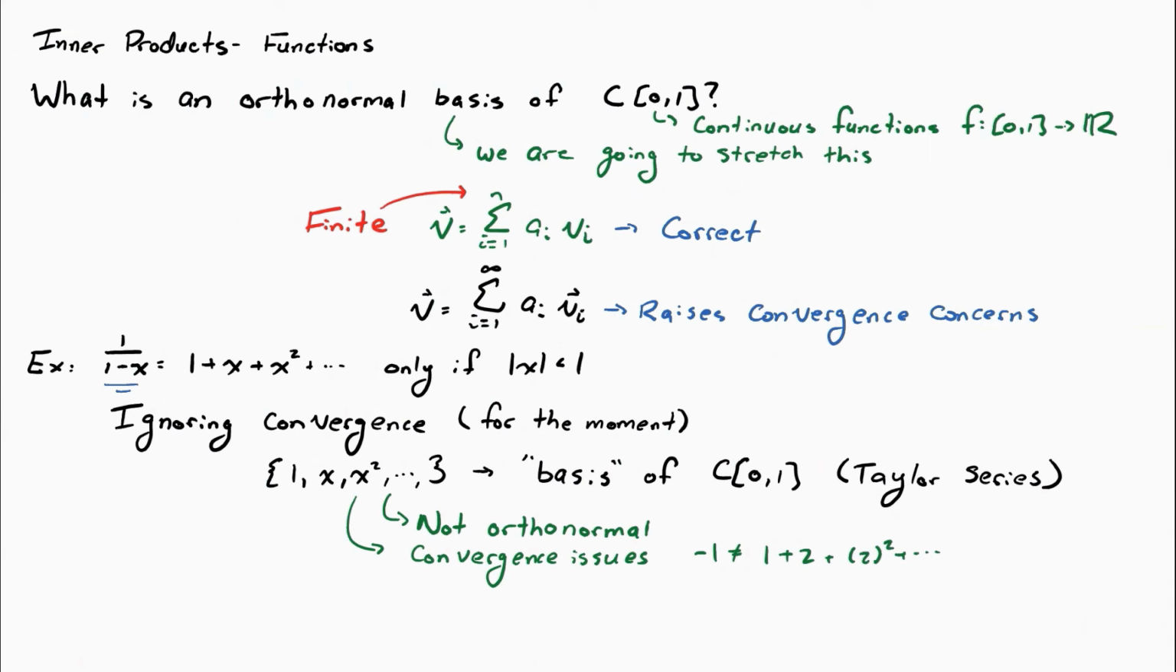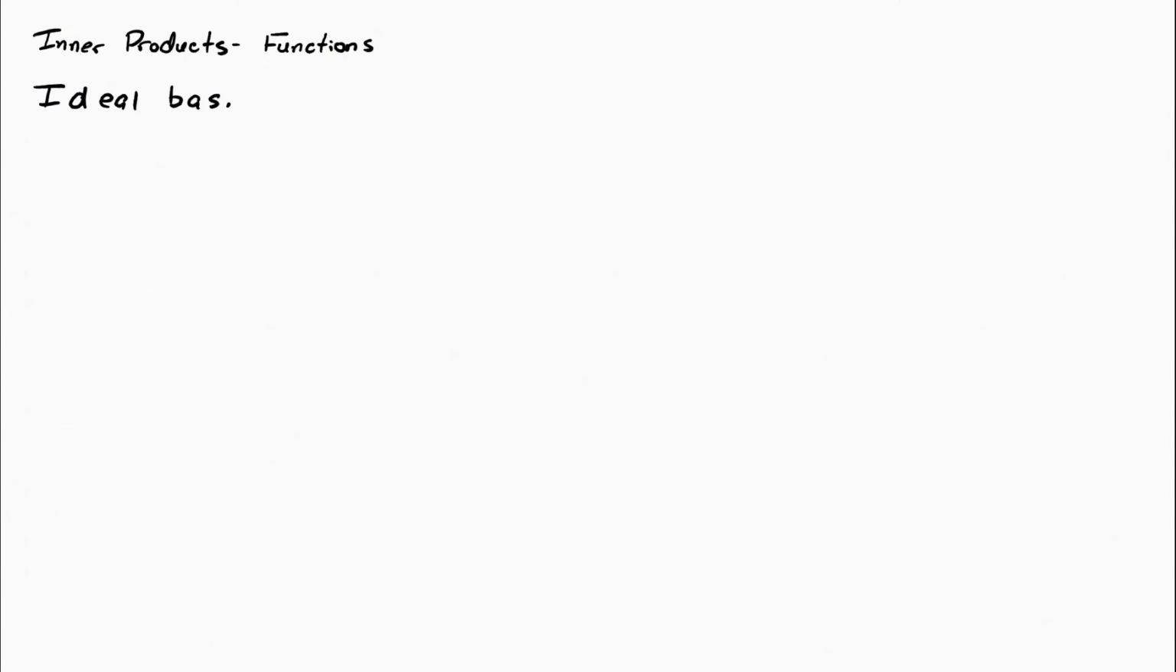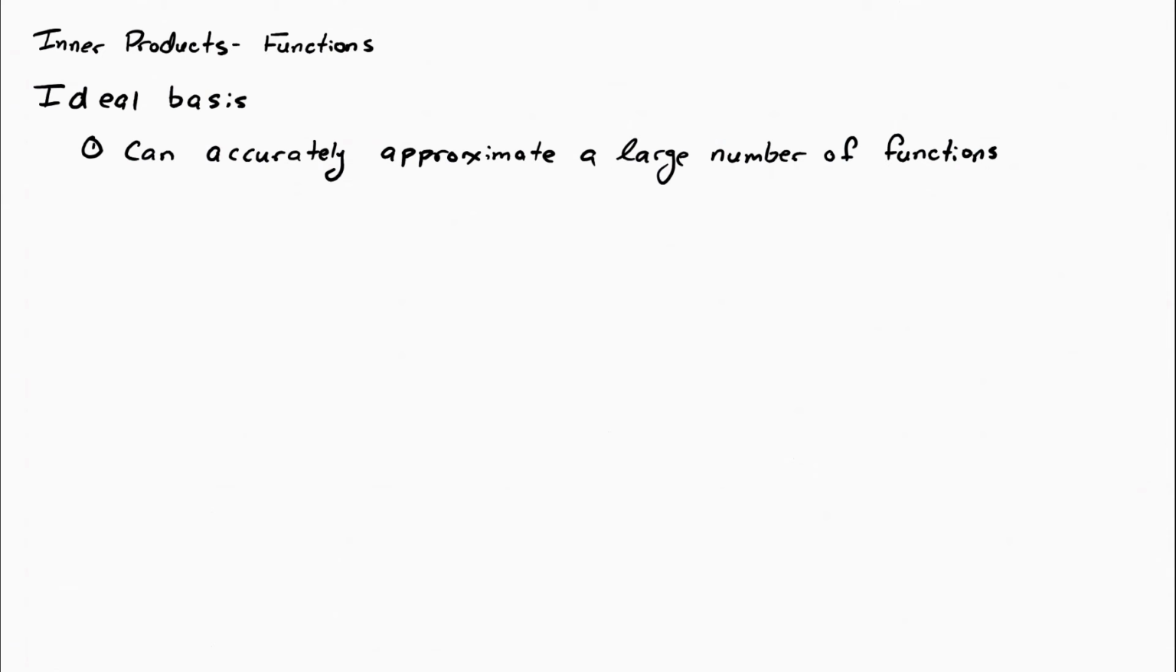But worst of all, this will take a large number of terms to make the approximation be any good. An ideal basis should have two properties. First, it should be able to accurately approximate a large number of functions using a small number of terms. The fewer terms there are, the less memory it takes, and the faster the program will run. Second, the basis should be orthonormal. This makes it easy to find the coefficients.